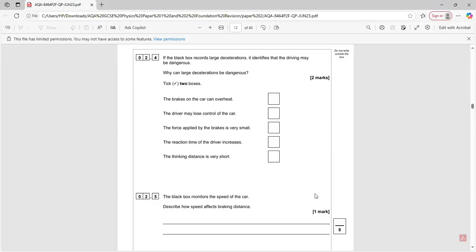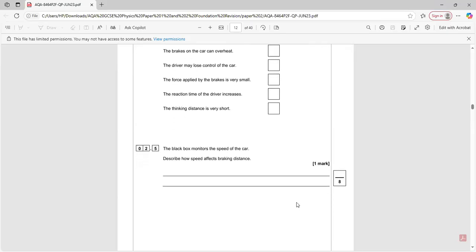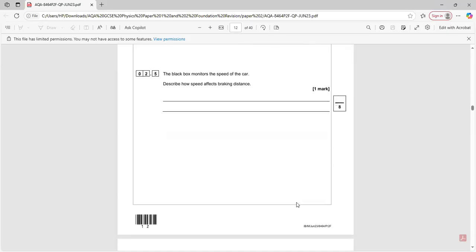The other option, the force applied by the brake is very small. No, that's not what can cause a dangerous deceleration. In fact, it's not even dangerous to apply small forces to the brake. It's even advised to apply small forces, but with small intervals. Then the reaction time of the driver increases cannot be the correct option. Thinking distance is very short. That's not what makes it dangerous. It's the fact that it was suddenly applied, all at once.